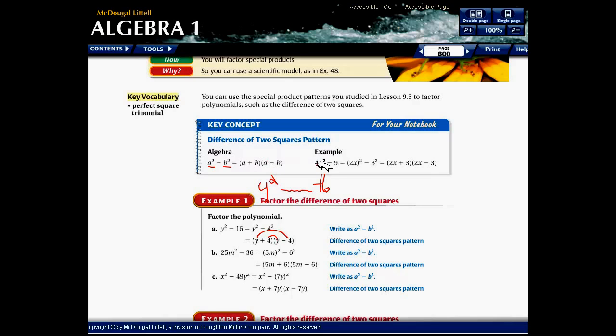This example we've got right here: the square root of this would be 2x, the square root of this would be 3. So 2x and 3, one's a plus, one's a minus. Square root of this is 5m, square root of this, 6. Do the same thing, one's a plus, one's a minus. Square root of this, x. Square root of this, 7y. You've got x plus 7y, x minus 7y.